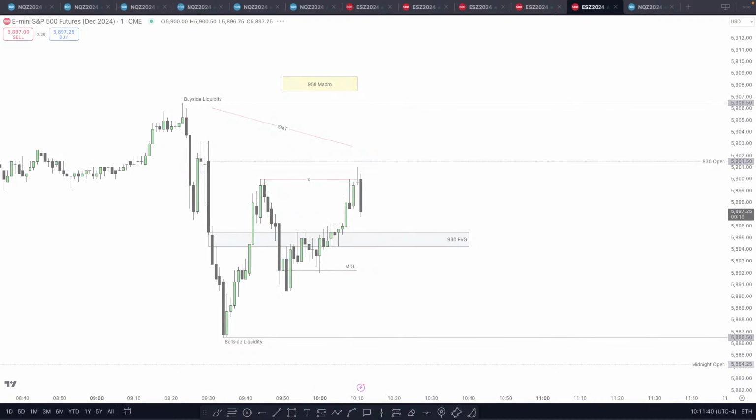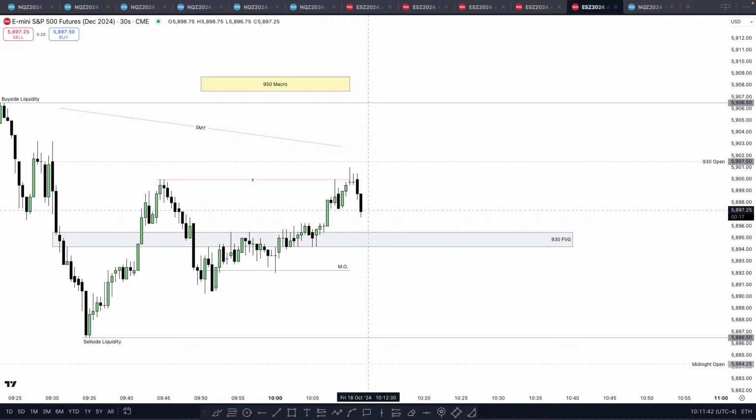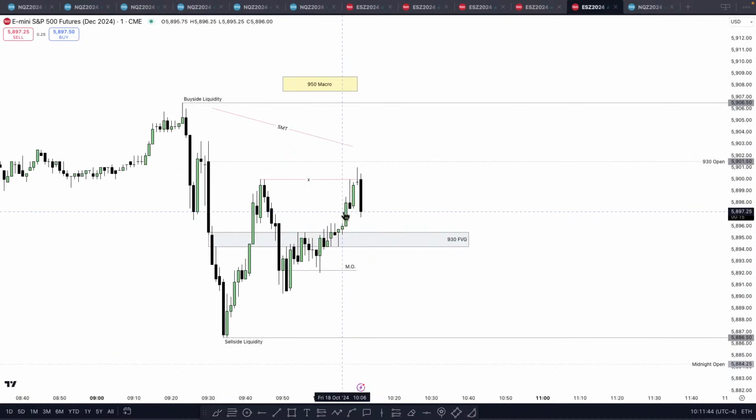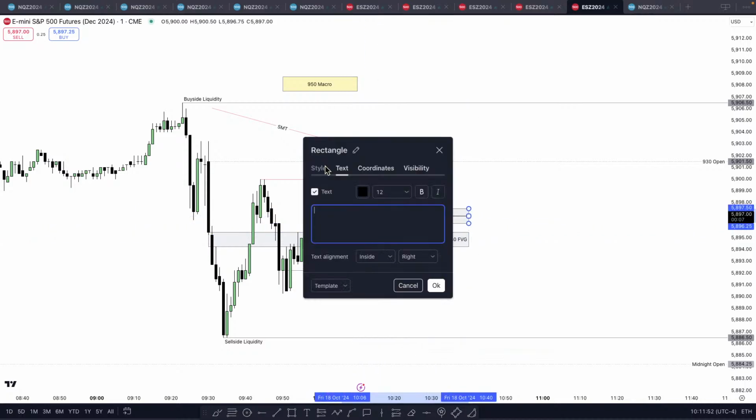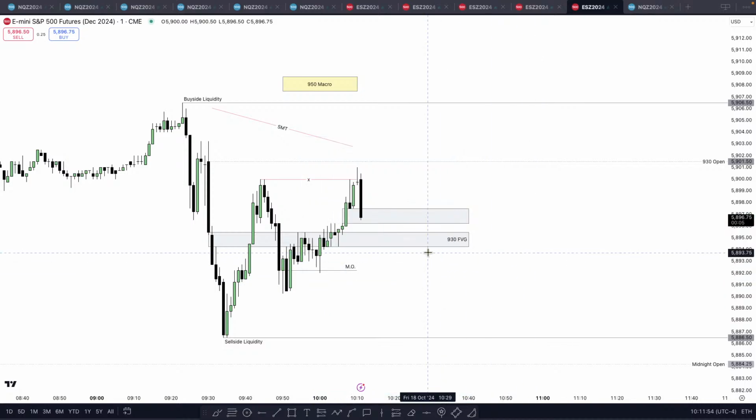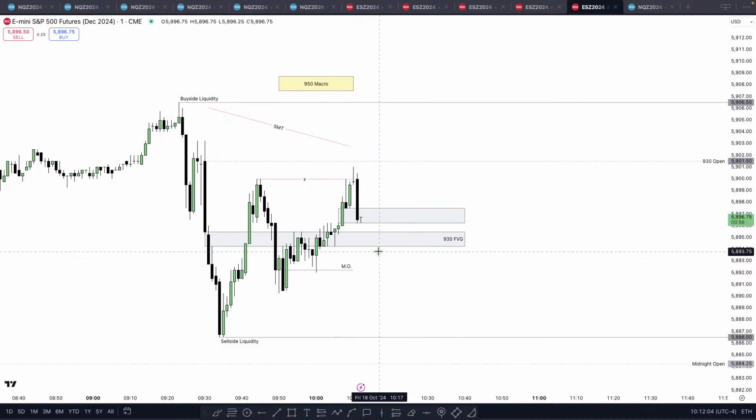Okay, so see how the S&P is still holding up top there? Now we're testing this BISI that delivered off of what? Off that 930 fair value gap on ES. So it's crucial to see if we're going to find support here or we're going to close below it, right? The significance is still, in my opinion, on the 930 fair value gap.